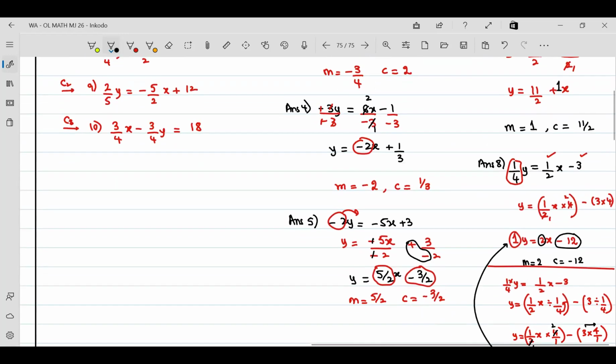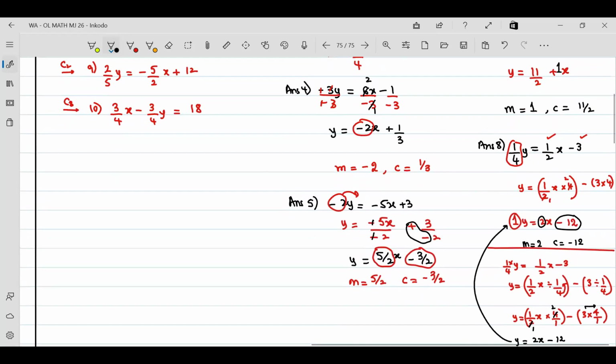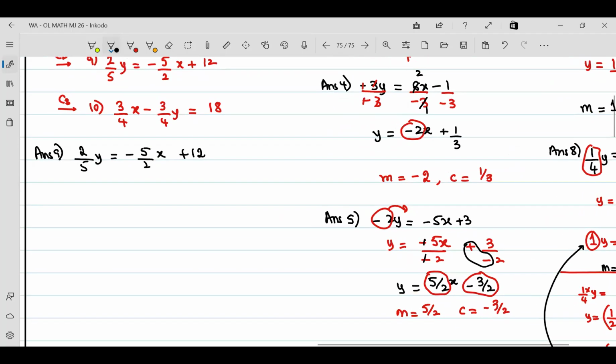Now, 2 upon 5y minus 5 upon, so I'll do answer number 9 here, right beneath the question. That's 2 over 5y equals minus 5 over 2x plus 12. What do I do first? What do you think I should do first? I think I should take the 5 away, right? 2y we leave here. Minus 5 over 2x into 5. Yes or no? Yes. Plus 12 into 5.